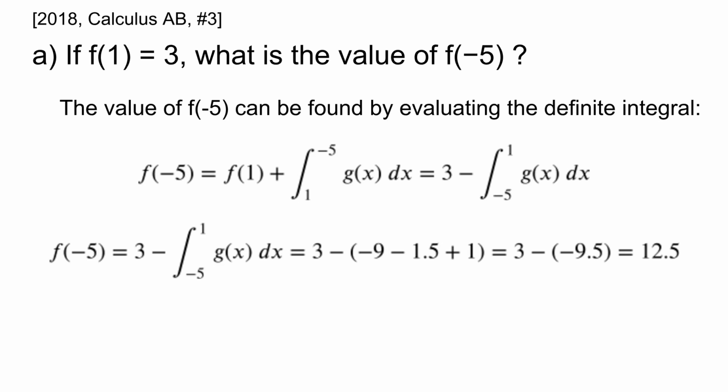So f of negative 5 is 3 minus the integral from negative 5 to 1 of g of x dx, which is 3 minus negative 9 minus 1.5 plus 1, which is 3 minus negative 9.5, which is 12.5.